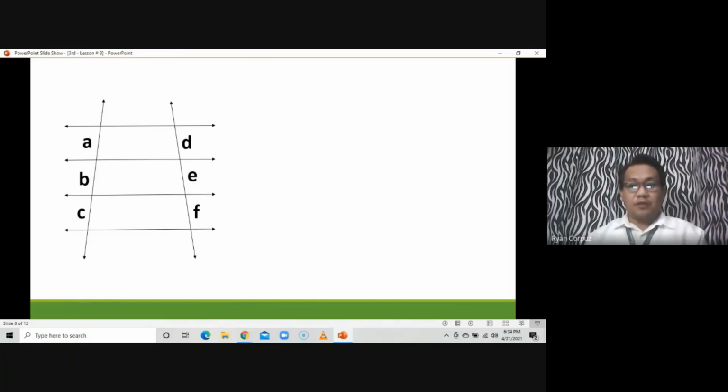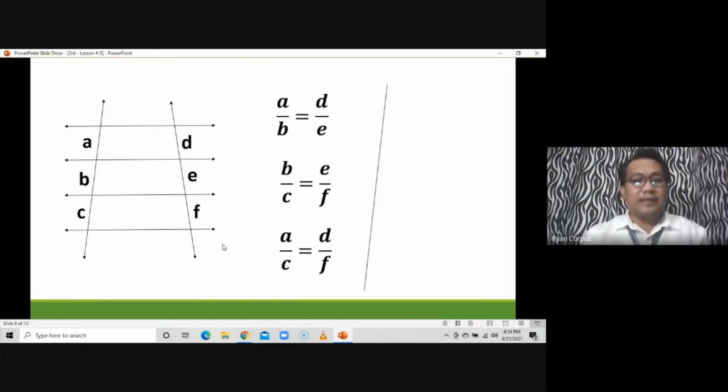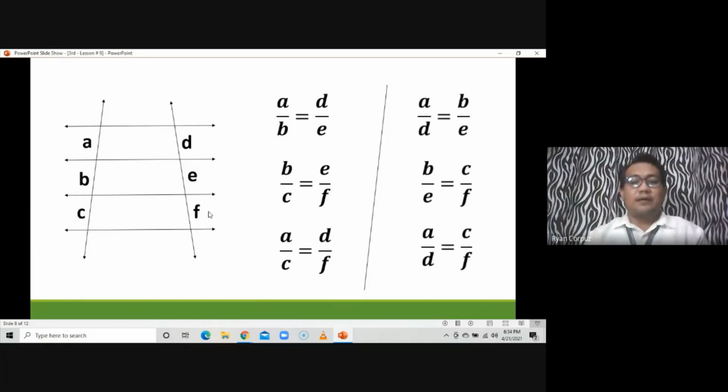So paano yun? So just like yung basic proportionality theorem, we can also do that forming proportion vertically and horizontally. So unahin na muna natin vertically. That is AB is equal to DE, BC is equal to EF, then AC is equal to DF. So you can form proportion just like that. Or you can form proportion horizontally. So that's just like A over D is equal to B over E, then B over E is equal to C over F, then A over D is equal to C over F.